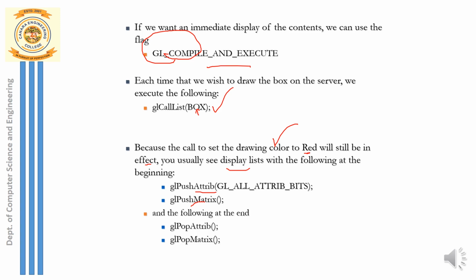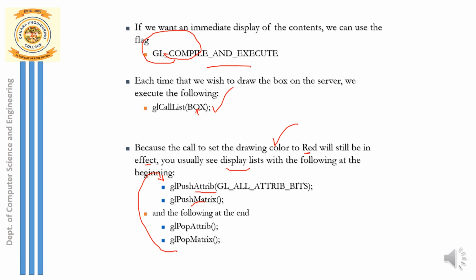And after your display list is completed, then you can come back to the old state. What is that? Before creating the display list, your drawing color was red, so you can set back that drawing color by just popping those attributes, or glPopMatrix is the function which will pop all the contents from the stack. So that means you are restoring the previous state, previous to display list generation. Okay, so this also is possible in display list.